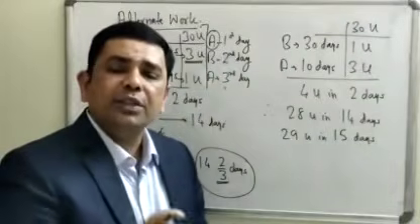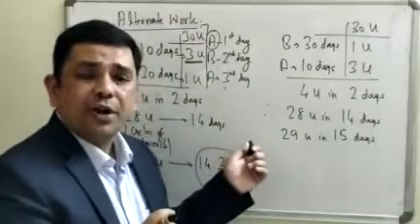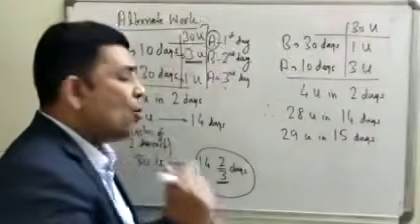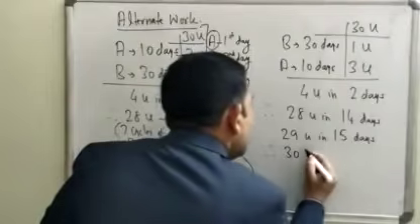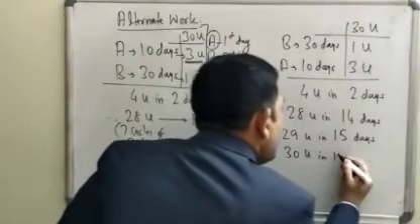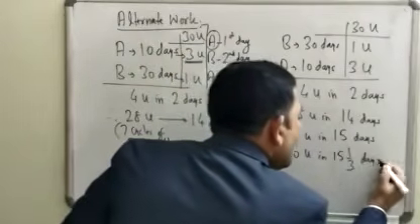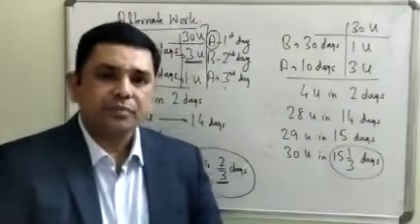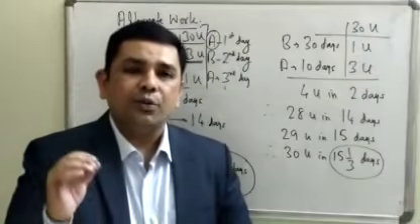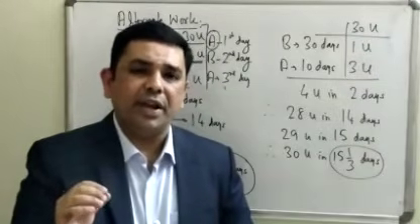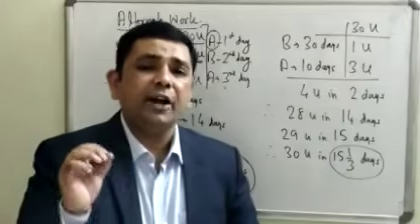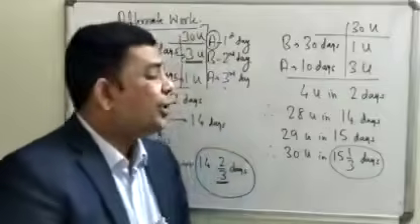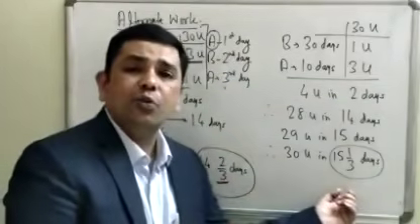Who is going to work on the 16th day? A is going to work. What is the efficiency? 3 units. How much work is remaining? 1 unit. Therefore, 30 units will get completed in 15 and 1 by 3 days. That means, if you are listening to this question and the discussion very carefully, in the concept of alternate work, the answer to the question may depend on who started the work.